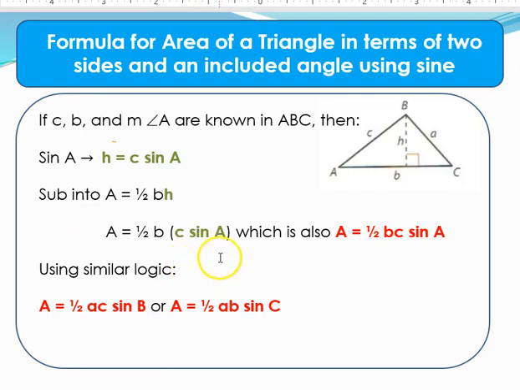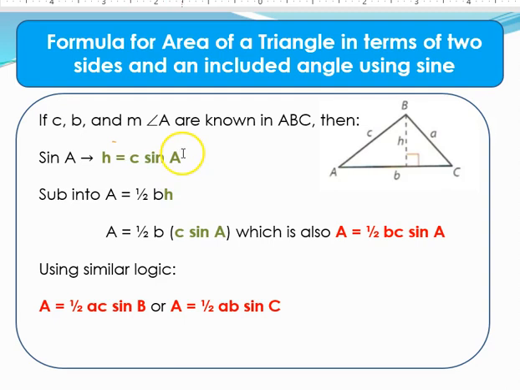And the last formula, that formula that you just did, can also be derived to become another formula. The formula for an area of a triangle in terms of two sides and an included angle using sine: if CB and the measure of angle A are known in triangle ABC, then sine A equals H over C, so H equals C sine A. And that was what you were finding on the previous slide.